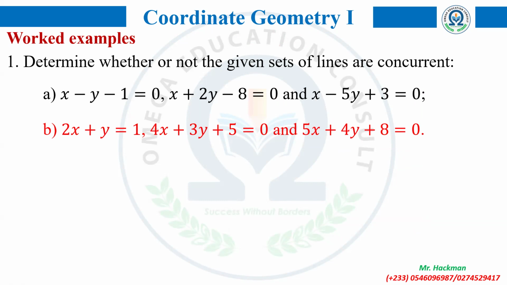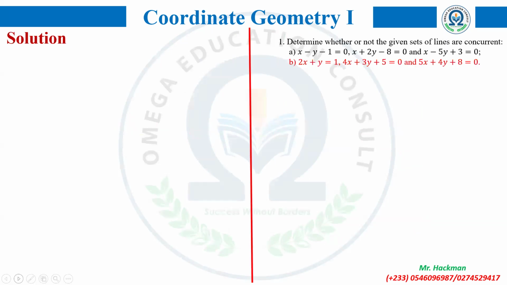Determine whether or not the given set of lines are concurrent. Okay, so now let's go and look at the solution. Here, obviously, we can see that we've been given 3 lines: 1, 2, 3. So once you have more than 2 lines, we've moved beyond point of intersection and to point of concurrency. Now, the solution is what you write.